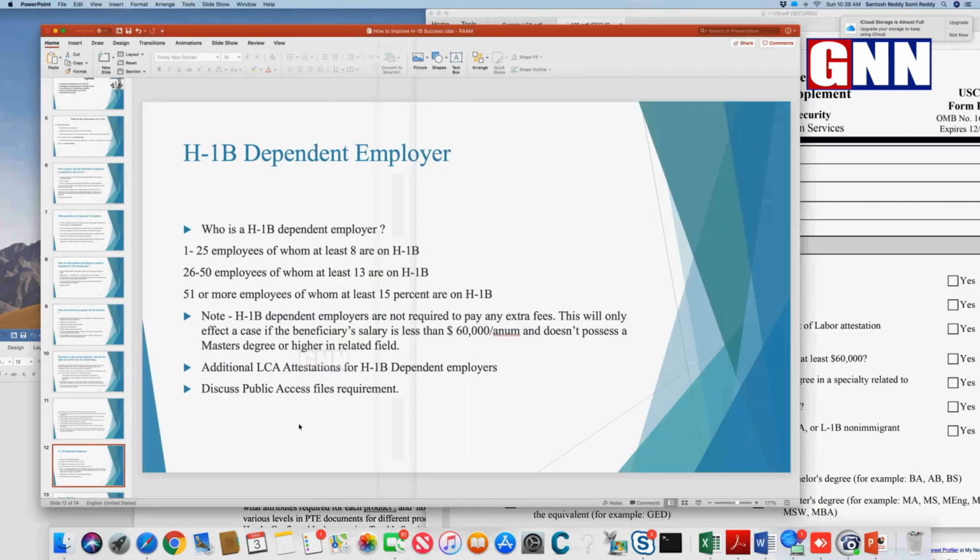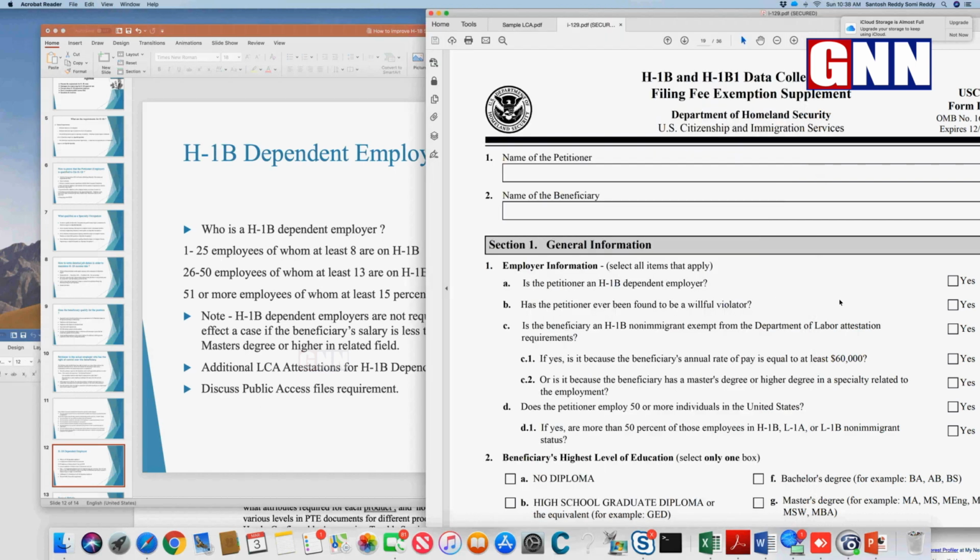Is it clear so far? Anyone has any questions? Santosh Somireddy, this is Peter here. I have a quick question. Sure. So when you say that 60,000 is specific to, is it state-wise or any state? It's the same thing overall. It's not state specific. As long as any dependent employer is paying more than 60K, they don't have to worry about this.